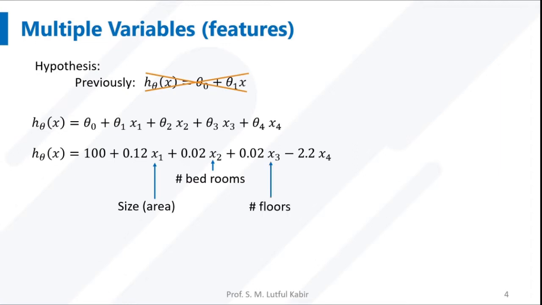Simply x3 is again the number of floors, and let us assume that the influence factor or parameter is the same, 0.02. But for x4, the parameter seems to be negative, which is minus 2.2. It means that as the age increases, the price of the house actually decreases.